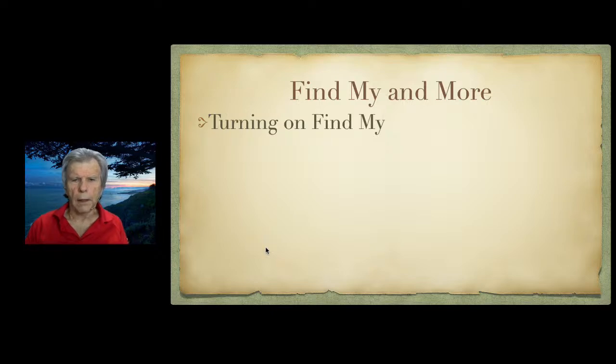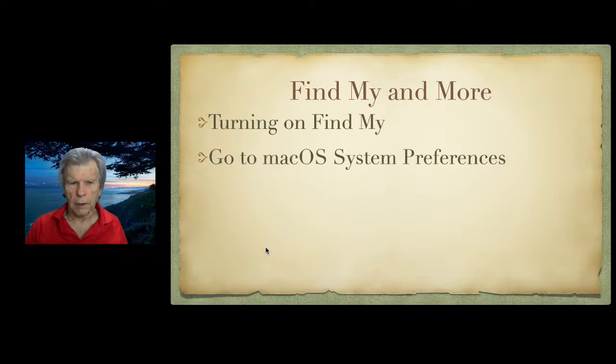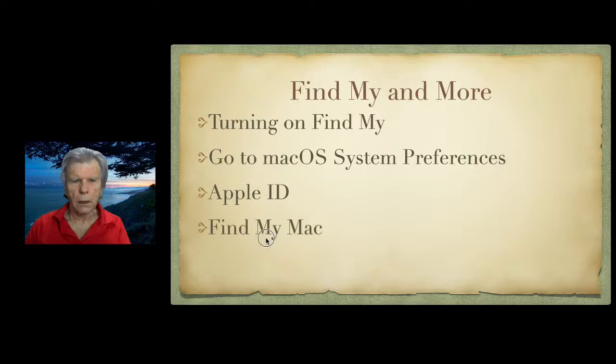So how do we turn Find My on? So on your Mac, you go to the Mac operating system preferences, and you click on Apple ID. And then you click on Find My Mac. And let's take a look at how that is done.